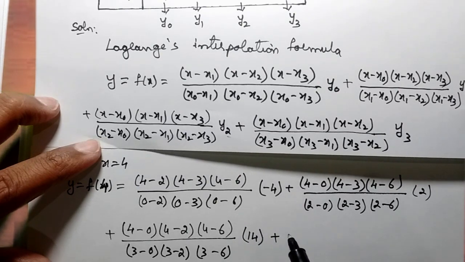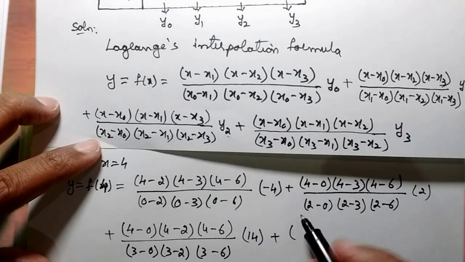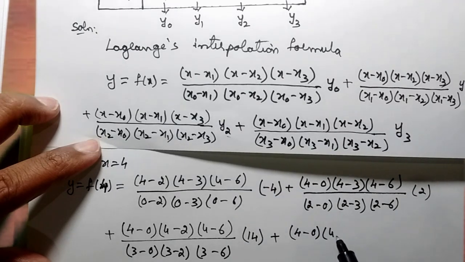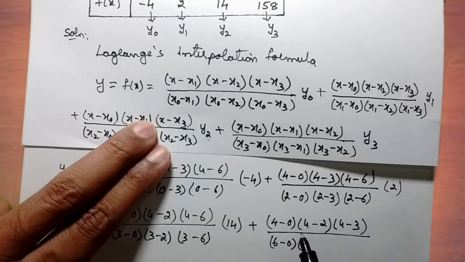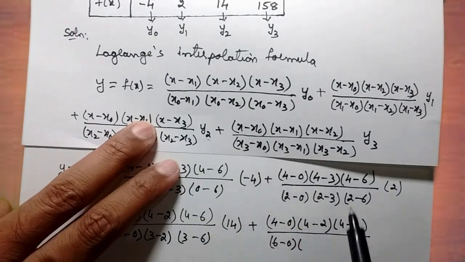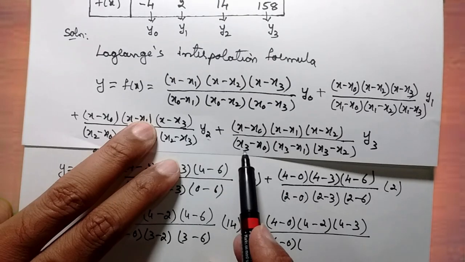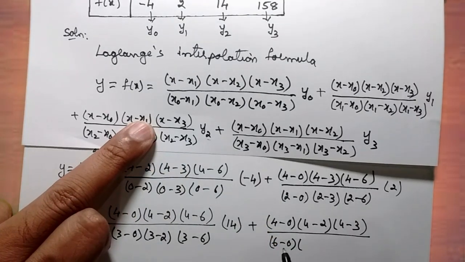14. Plus next, you have in place of x you put 4. So 4 minus x naught, this 4 minus x1 value is 2. So you have 4 minus 0, 4 minus 2, that is x minus x1. So 4 minus 3 will be x minus x2, divided by x3 value. So in place of x3, what do you have?